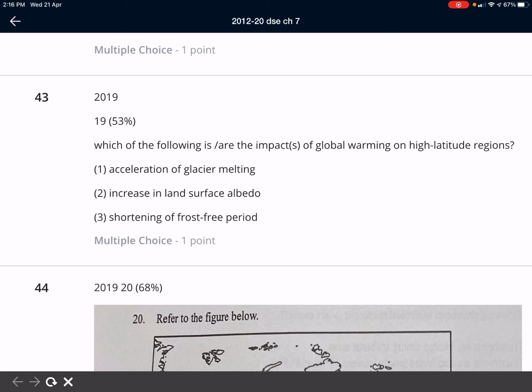Shortening of frost-free season, no, because right now, as I've said before, we are changing from ice covered situation to the non-ice covered situation. All the ice is melted, so the frost-free period should be longer. Okay, so number 1 is correct only. So the answer is A.